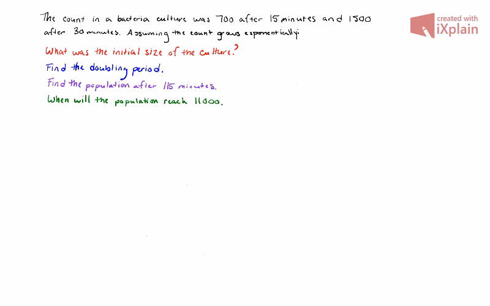One is what was the initial size of the culture? Two is find the doubling period. Three, find the population after 115 minutes. And finally, four, when will the population reach 11,000?